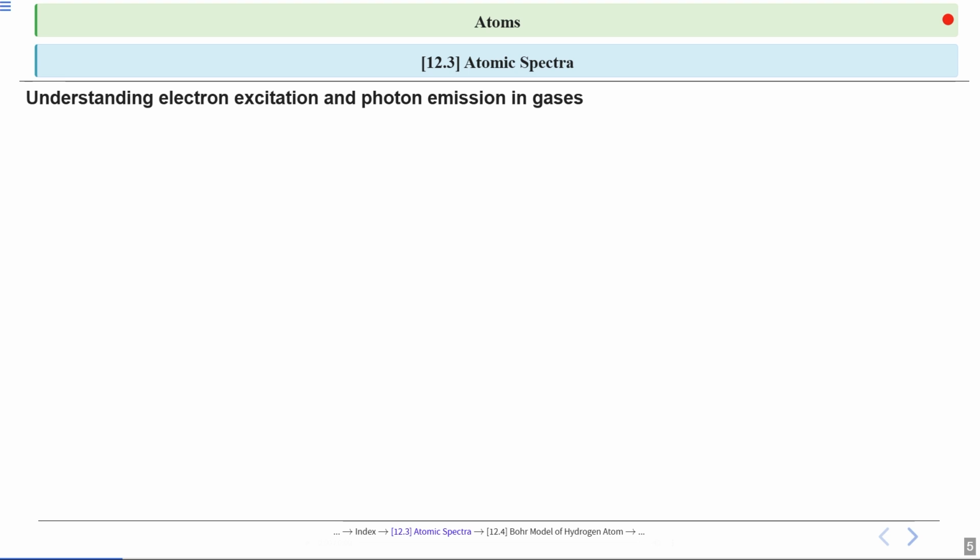Let's start by looking at how atoms in a gas can absorb and release energy. We'll focus on electron excitation and photon emission, two key ideas that help explain why gases glow when energized.